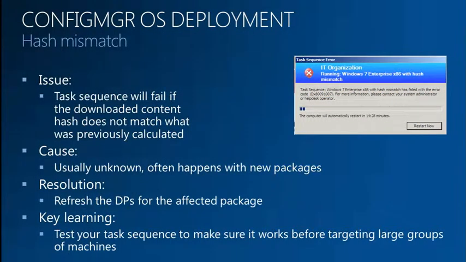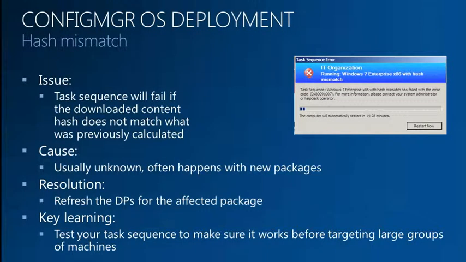Config Manager OS deployment, hash mismatch. Now, I've been working with Config Manager 2012 for quite a while now, building the MDT tools and testing and that kind of thing. I actually haven't seen hash mismatch once. I don't know if it's gone away or what they've done, but it's great. I haven't seen it. So, admittedly, I'm not working in complicated multi-site environments. I'm just working in a test lab. But if you're on 2007, you're likely to see this. It happens.